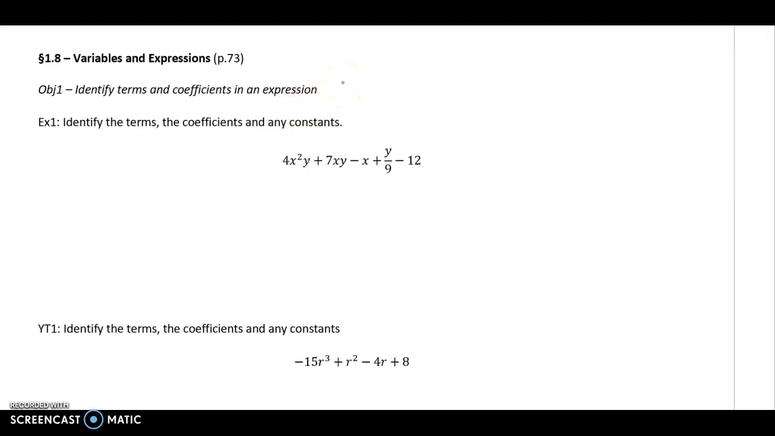Right, this is the last part of 0106, section 1.8, which is going to be homework 8 in 0106 in Connect Math, and it's about talking about terms, coefficients, and constants.